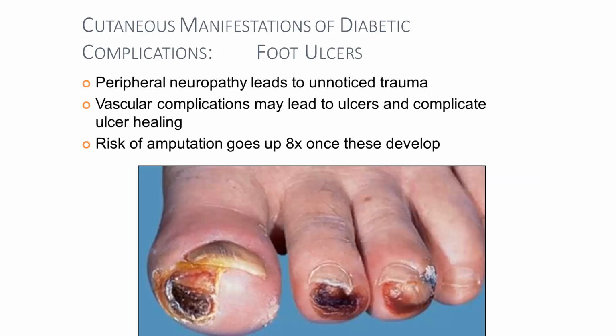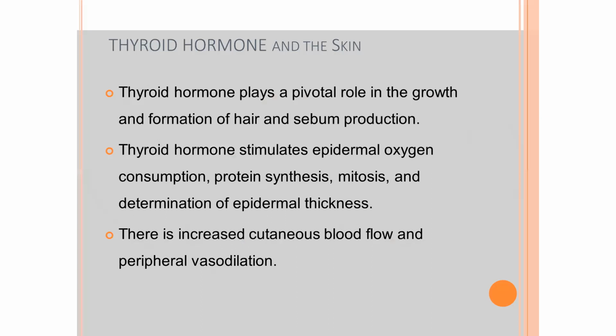Then cutaneous manifestations of diabetic complications, foot ulcers. Peripheral neuropathy leads to unnoticed trauma. Vascular complications may lead to ulcers and complicate ulcer healing. Then the risk of amputation goes up 8 times once these develop.